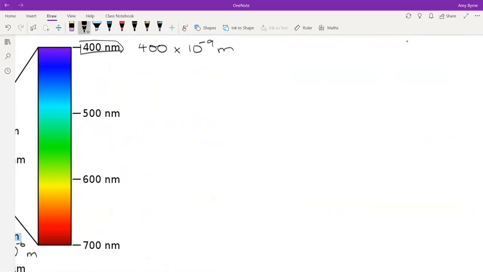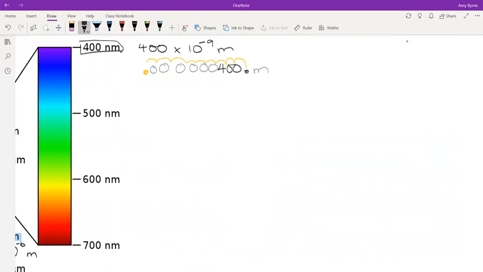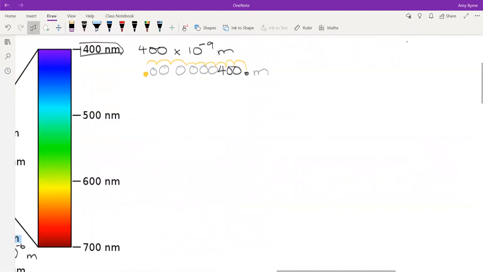So let's actually show that as a decimal to show us how small that is. So 400 decimal point. I'm going to move that 9 spaces to the left, and I'm going to change colours so you can see me doing it. 1, 2, 3, 4, 5, 6, 7, 8, 9. So that's where my decimal point ends up. Now let's put in 1, 2, 3, 4, 5, 6. So 400 nanometers, the purpliest purple that anybody has ever seen, is 0.000004 meters.